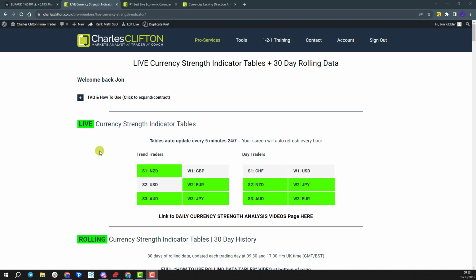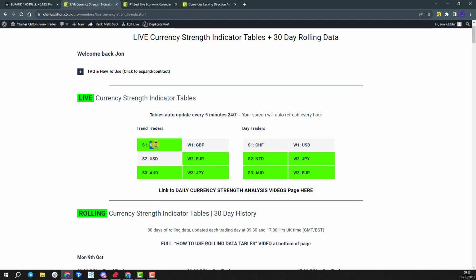So let's dive straight in then. The New Zealand dollar is staying a strong currency at this current moment in time. We can see that it still appears as S1 on our trend traders, S2 on our day traders. So Kiwi's still somewhere we want to be focusing a little bit of attention.